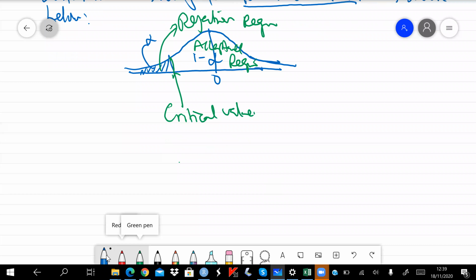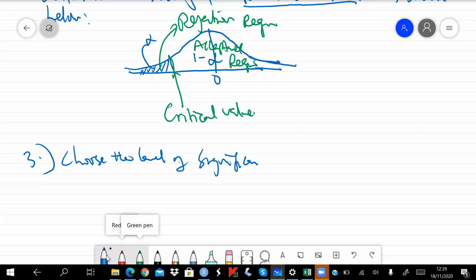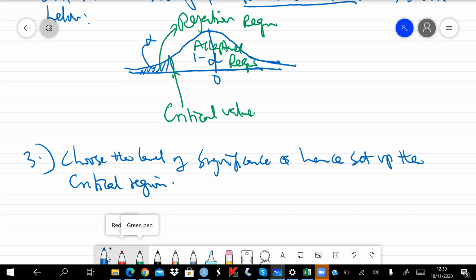Step number 1 was null hypothesis. Step number 2 was alternative hypothesis. Step number 3, you choose the level of significance, and hence set up the critical region.